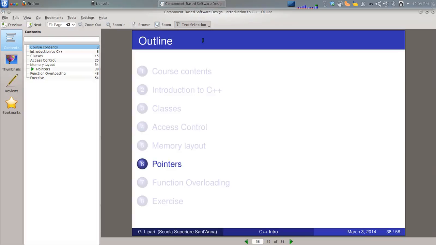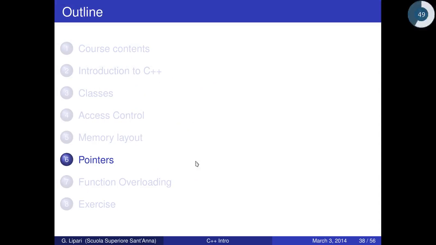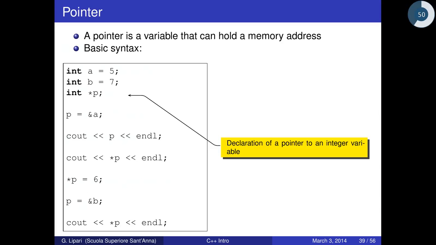Okay, we start again, and we are going to talk about pointers again very quickly. You should already know what a pointer is, but let's have a little bit of recalling. A pointer is basically a variable that can hold a memory address. So it's like any other variable, but instead of holding a normal value, it holds an address in memory.